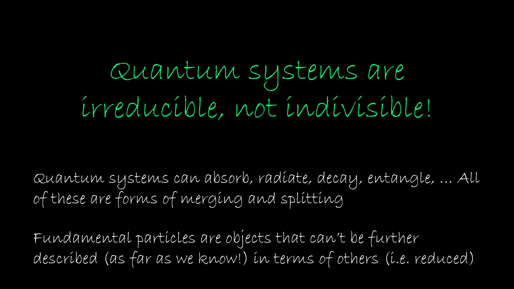So that is why it is important to be precise and understand the difference between divisible and reducible, because if we don't understand exactly what makes a system a quantum system... Irreducibility is what a quantum system is all about.